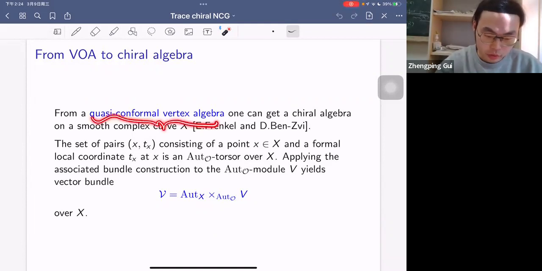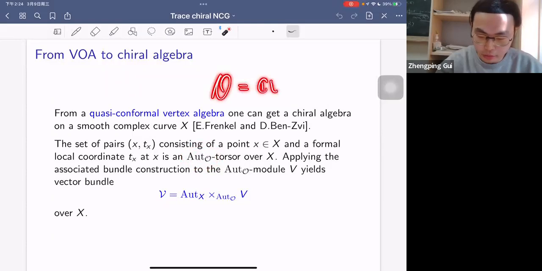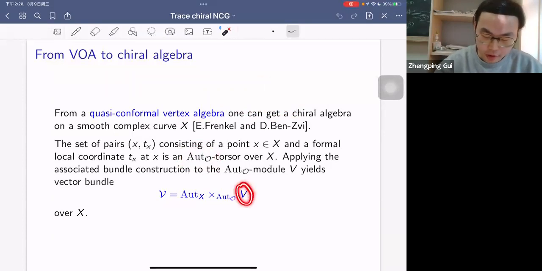There is a notion called the quasi-conformal vertex algebra introduced by Frenkel and Ben-Zvi. This just means that the vertex algebra has an Aut O action. Here, O is the complete topological local ring, and Aut O is the continuous automorphisms of this ring. So quasi-conformal means that we have these actions on the vertex algebra.